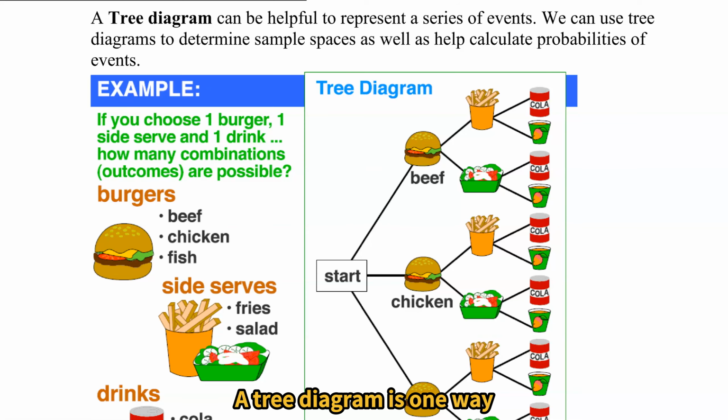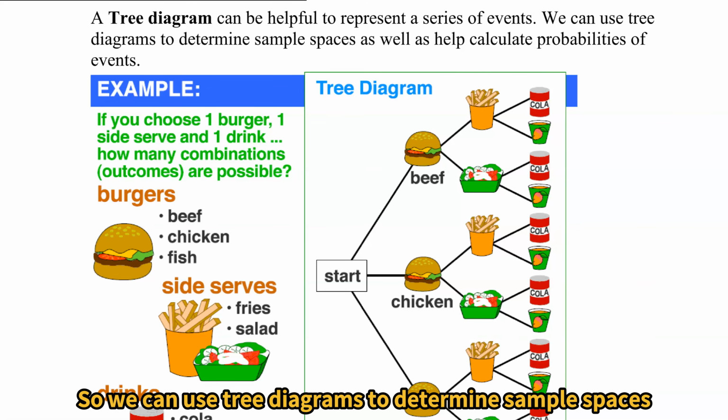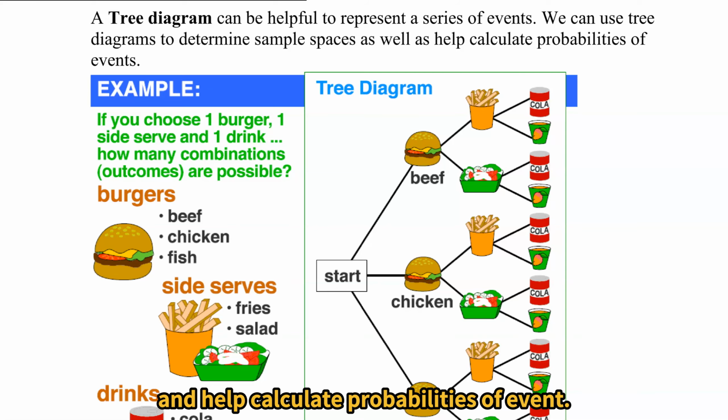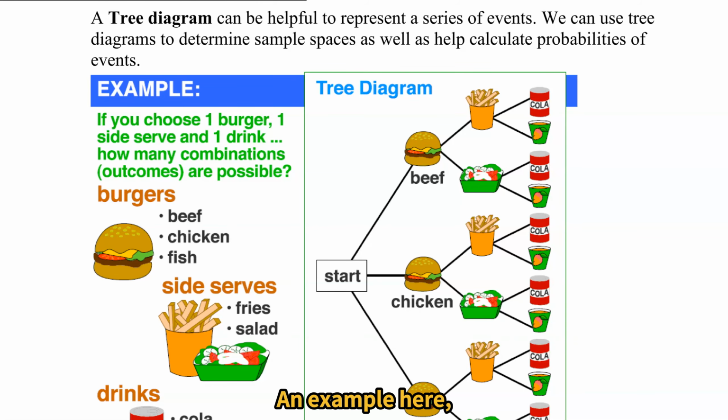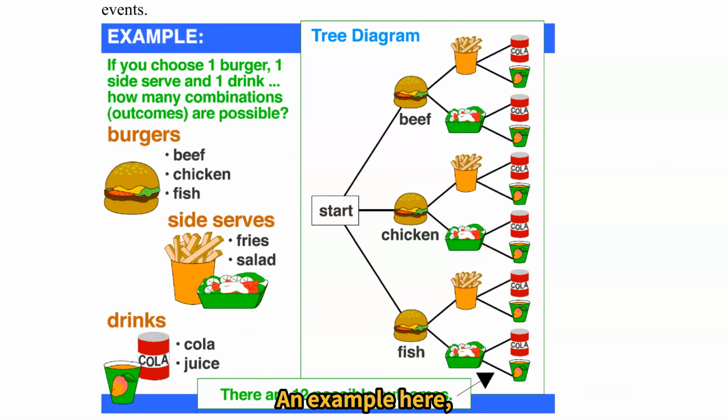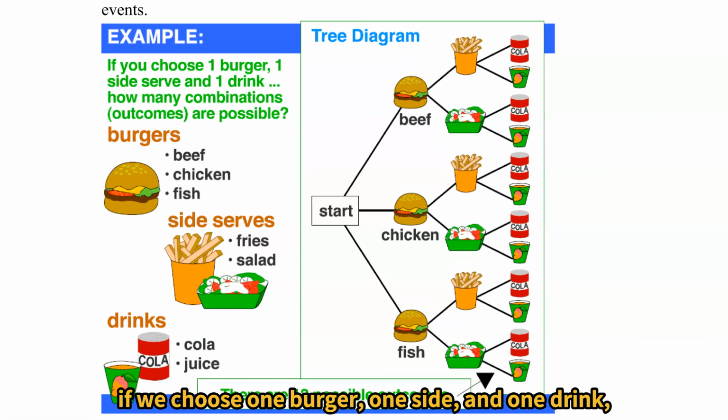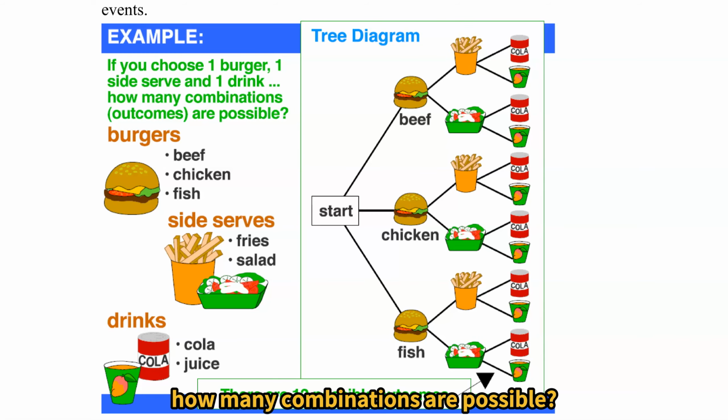A tree diagram is one way that we can express a series of events. So we can use tree diagrams to determine sample spaces and help calculate probabilities of events. An example here: if we choose one burger, one side, and one drink, how many combinations are possible?